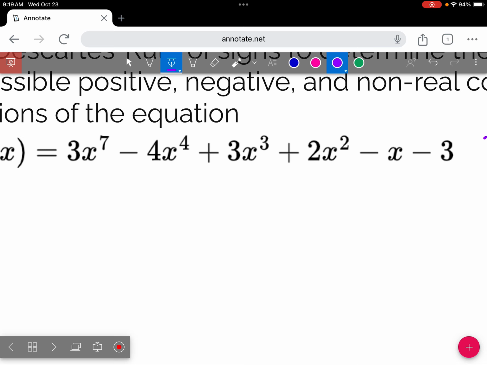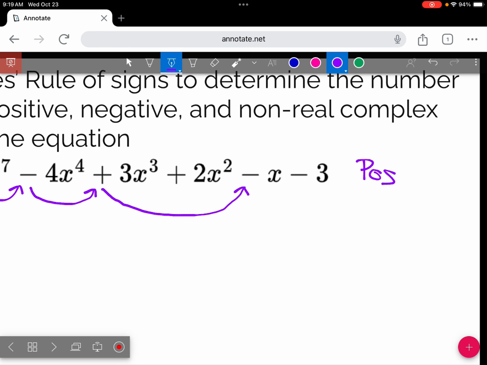Let's do it. So I started positive, so we've changed to negative here, so there's 1. Switches to a plus here, so that's 2. And then the next time it changes isn't until all the way over here. So 3, and then it's negative to the end. So how many positive real roots are we going to have? 3 or 1.